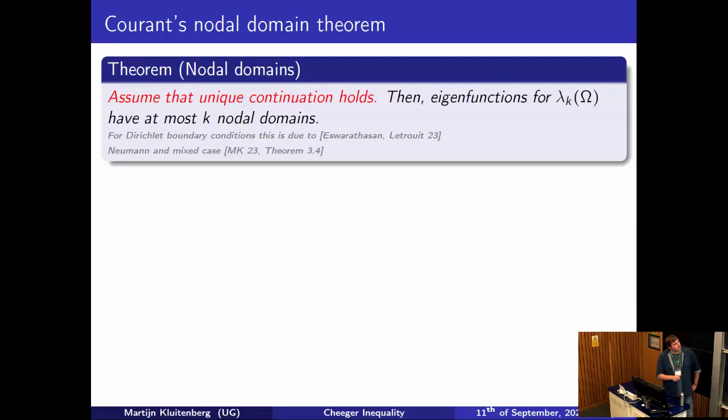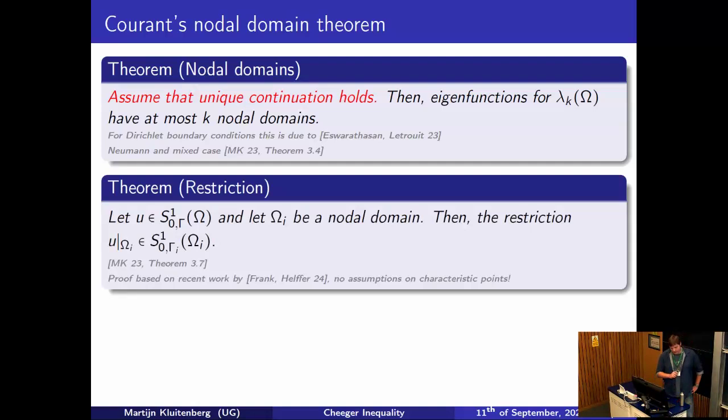So this nodal domain theorem holds in the Laplacian case, and this is for Dirichlet boundary conditions due to this paper here by Eswarathasan and Letrouit of last year. It's quite recent actually. There has been some recent interest in nodal sets for sub-Laplacians. And the proof that they give here holds pretty much one-for-one for Neumann and mixed as well, so that's good.